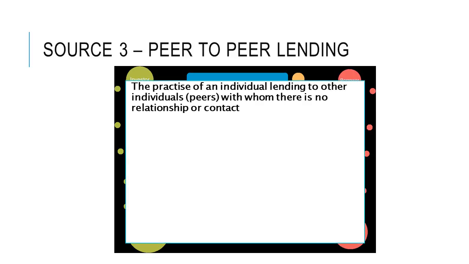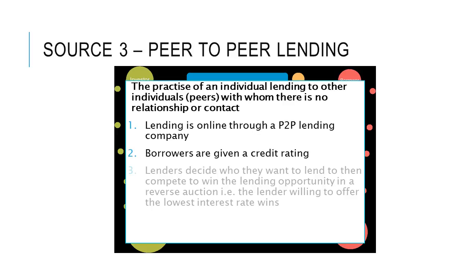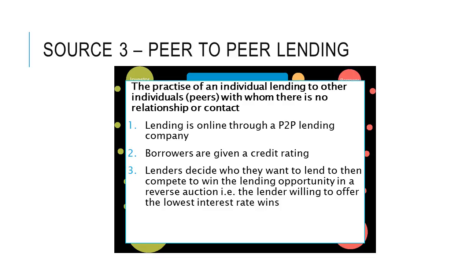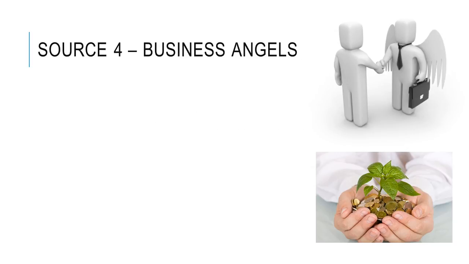So to summarize, peer-to-peer lending is the practice of an individual lending to other individuals, peers, with whom there is no relationship or contact. The lending takes place online through a peer-to-peer lending company. The borrowers are given a credit rating, and then the lenders decide who they want to lend to, and then there is a reverse auction. The lender that is willing to offer the lowest interest rate wins, and they lend the money to the business.